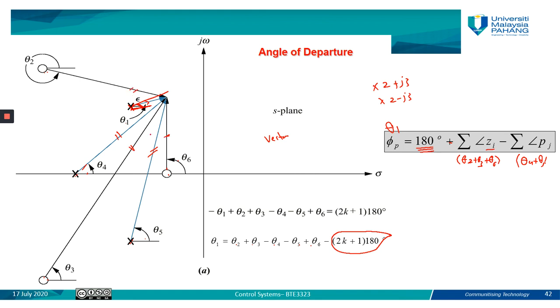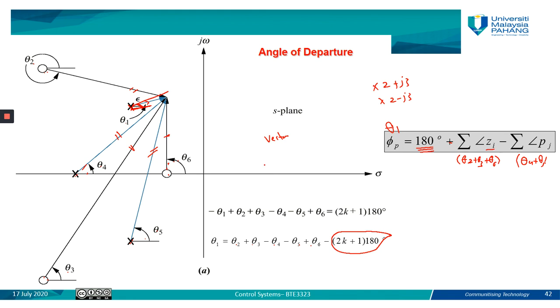So this is what we call the length of the vector, and we find the angle for each one with the real axis. So this angle is theta. Here we have the angle of theta 4. Here we have the angle theta 3, theta 5, and theta 2 also. Okay, so this is how to find the angle of departure.